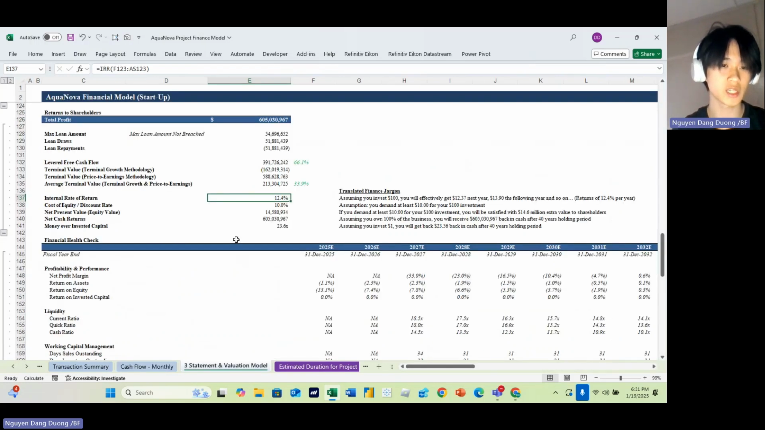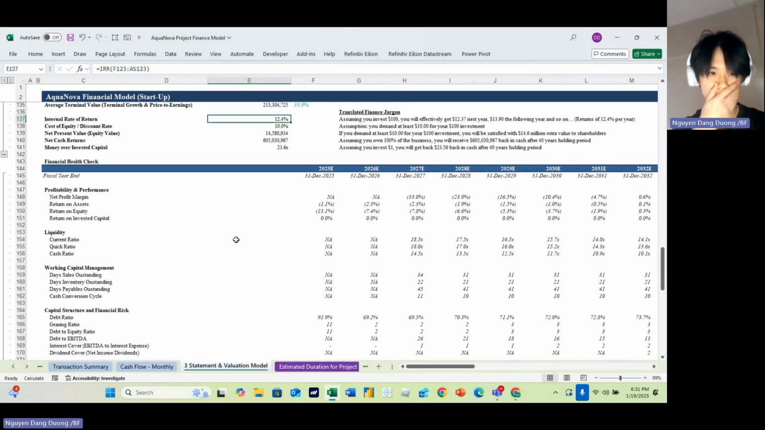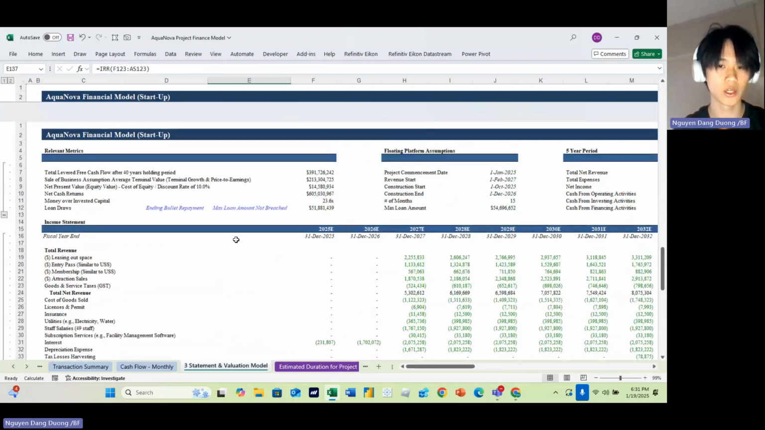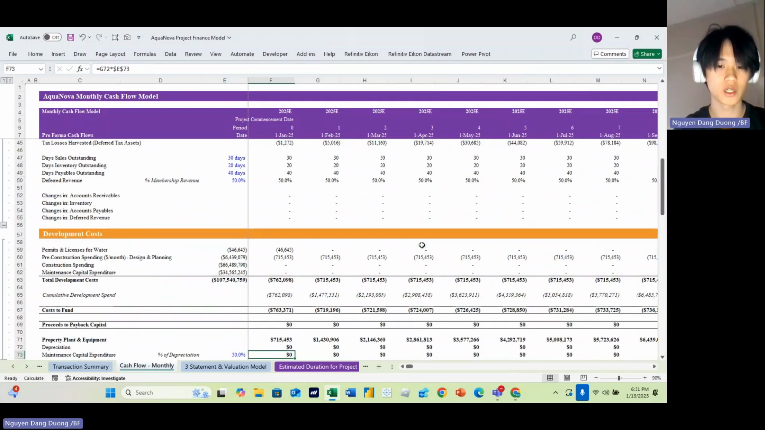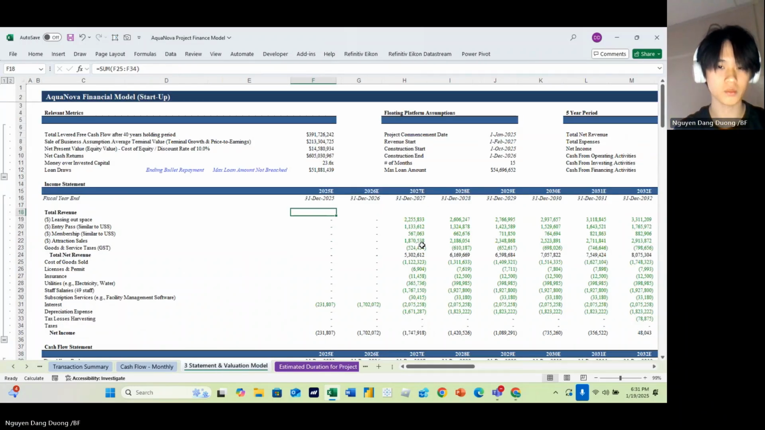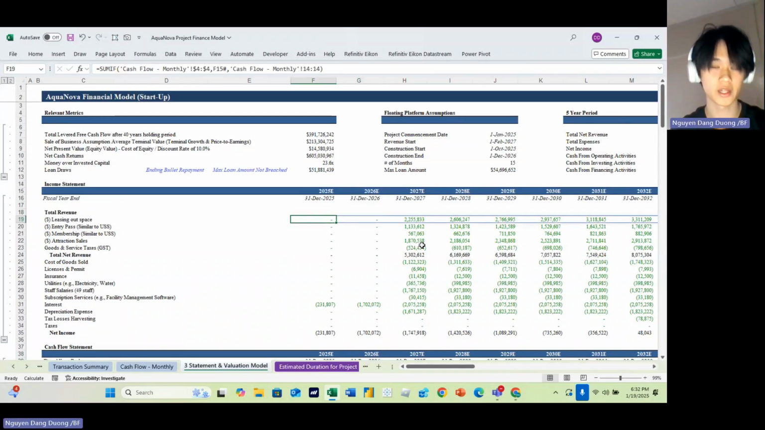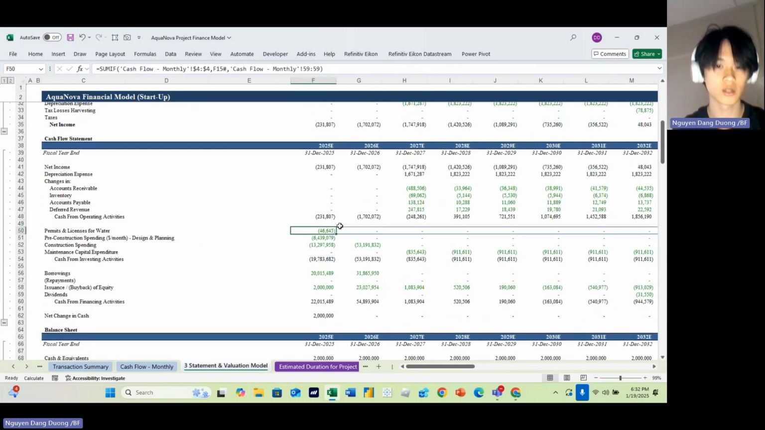Now let's move on to the three-statement financial model, where using accounting principles, we basically build out the entire financial statements, and we consolidate them into yearly instead of monthly. And we can see a broad overview of what actually happens with the business. Like let's see over here.